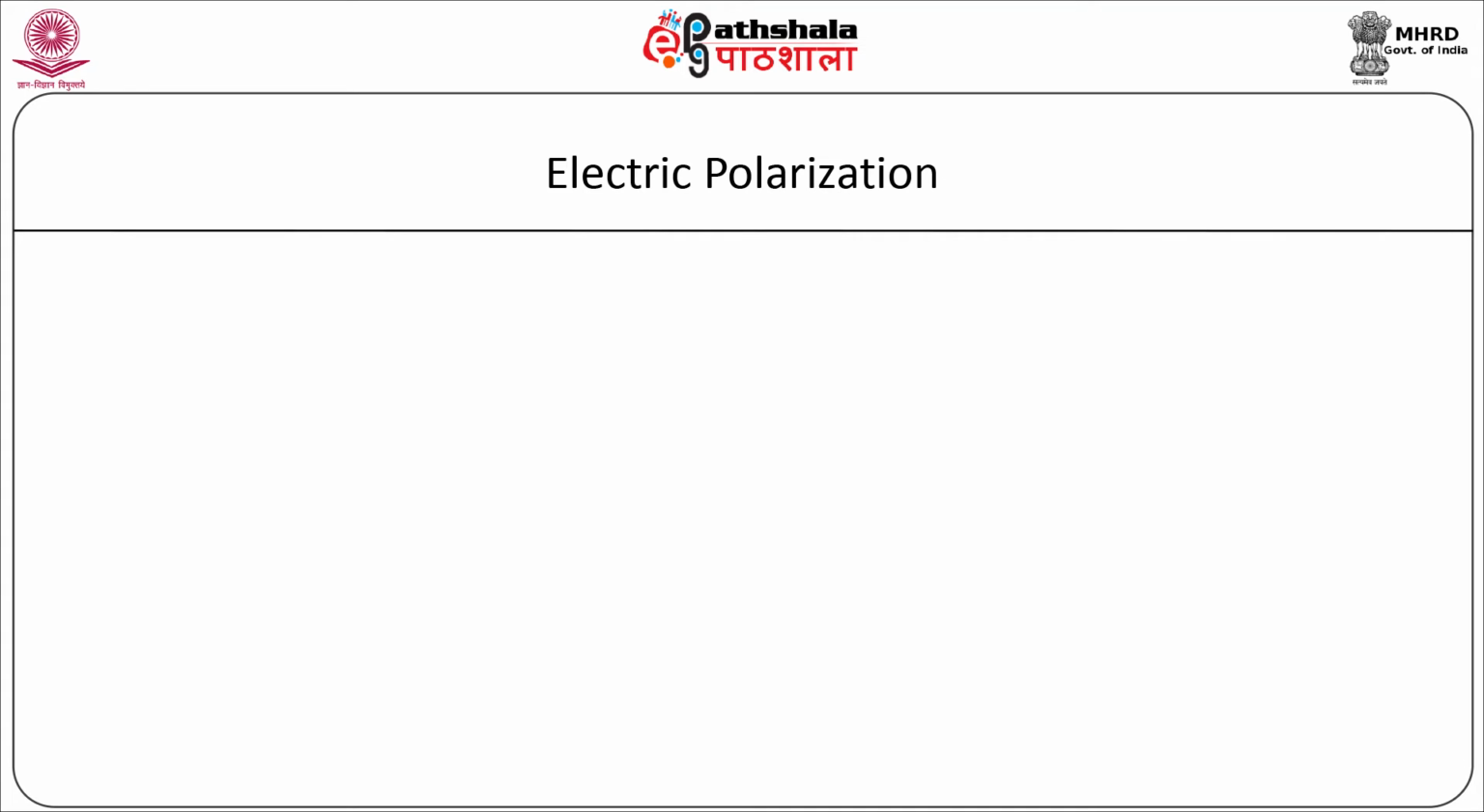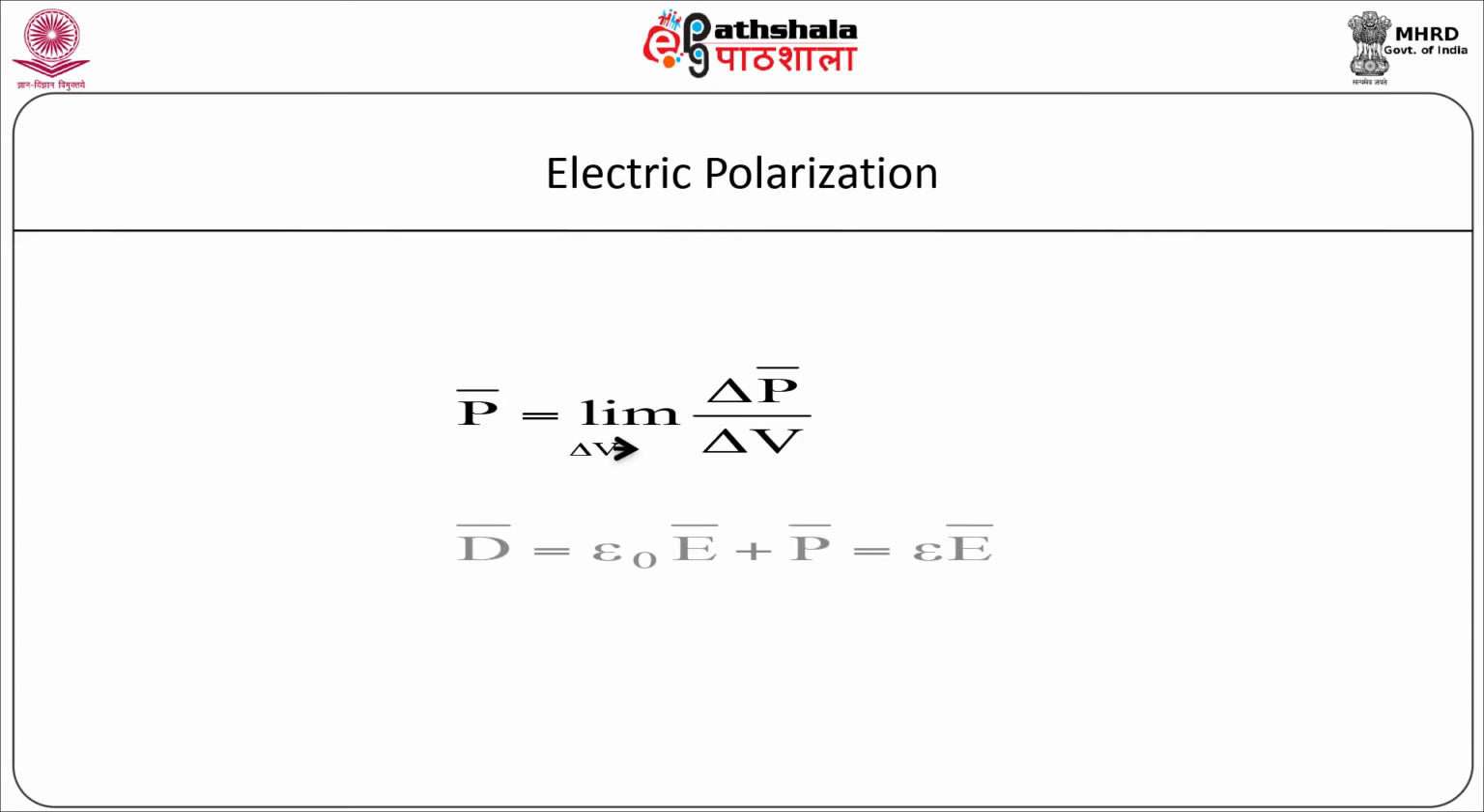Electric polarization at a point is defined as electric dipole moment per unit volume and is denoted by P bar. SI units of P are coulomb per square meter. The three vectors D, P and E are related through the relation D equals epsilon 0 E plus P, where D is called the electric displacement vector.